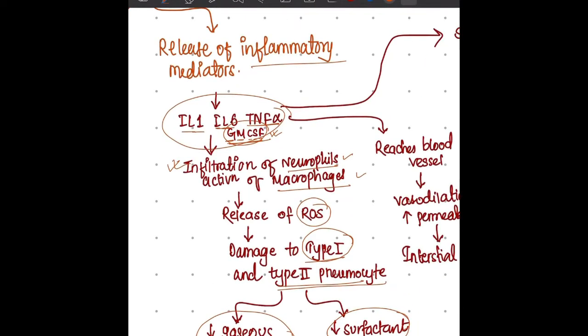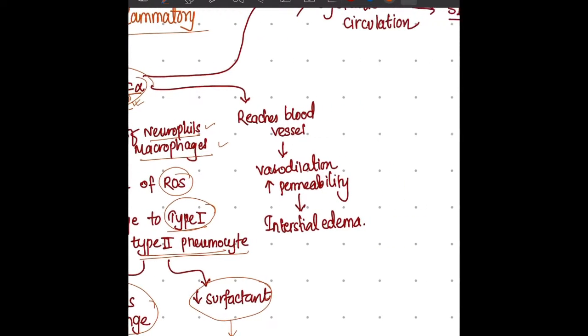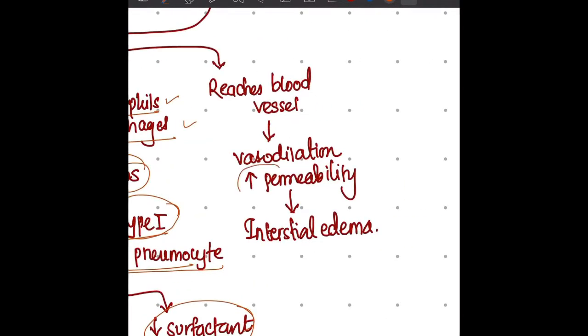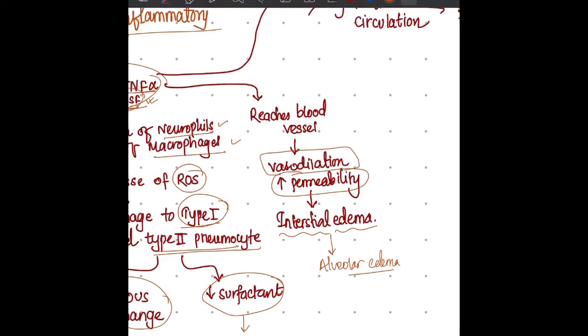What if these cytokines leak from the lung parenchyma and go to the lung vasculature? Then what happens is that it increases permeability of the blood vessels within the lung, as well as it causes vasodilation of the blood vessels of the lung, which ultimately causes increase in fluid coming out of the blood vessel and into the interstitium, causing interstitial edema. And if it goes on further, it can also cause alveolar edema. Okay, so this was the effect of cytokines within the blood vessels of the lung.